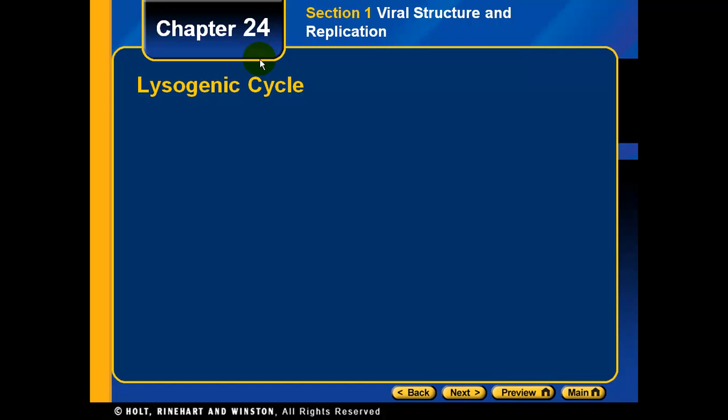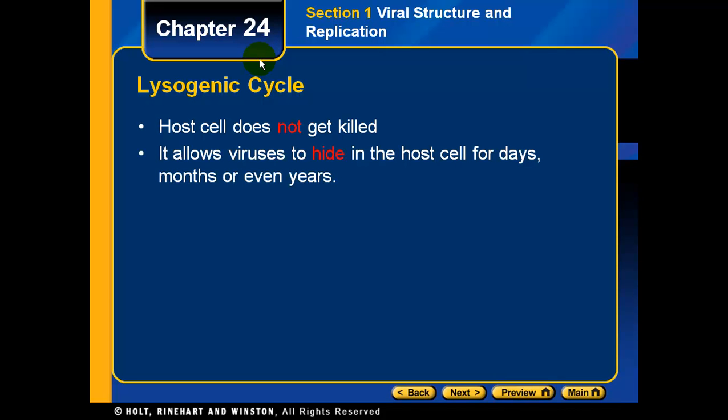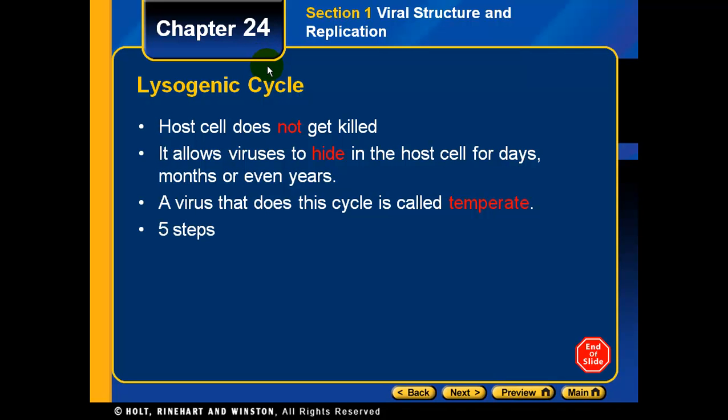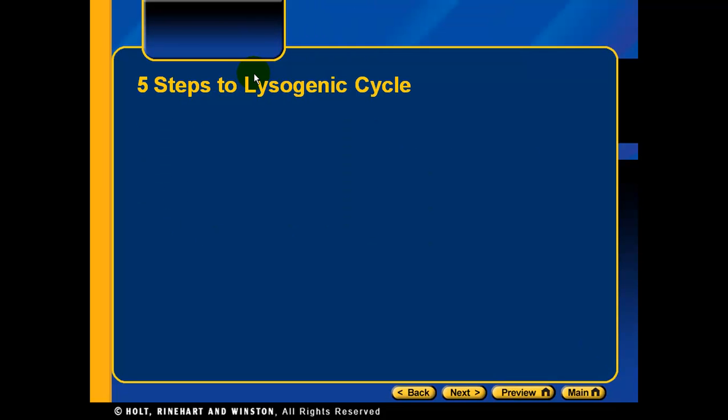Another way that bacteriophages replicate is called the lysogenic cycle. Basically, it's the same thing. There are a couple of little differences. First difference is the host cell does not get killed in the end. It allows viruses to hide in the host cell for days and days, months, or even years. A virus that does this cycle is not called virulent, it is called temperate. There are also 5 steps to the lysogenic cycle.